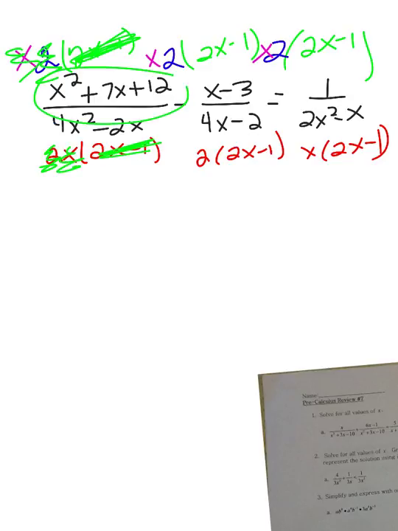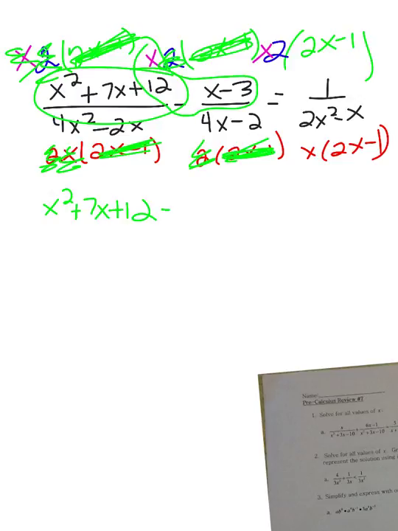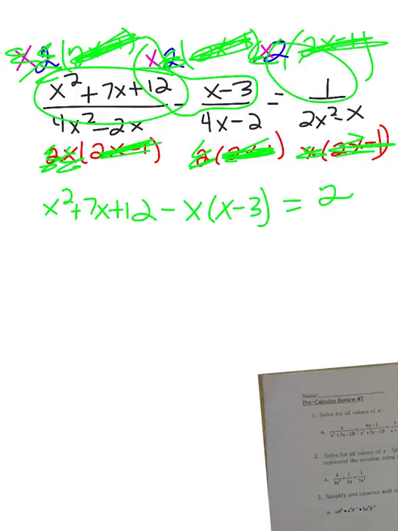So I'm left with x squared plus 7x plus 12. 2x minus 1, 2x minus 1 reduce. 2 and 2 reduce, so I'm left with this. Now watch the minus sign in there. So it's minus x times x minus 3. 2x minus 1, 2x minus 1 are gone. x and x are gone, so I'm left with 2 times 1, which is 2.